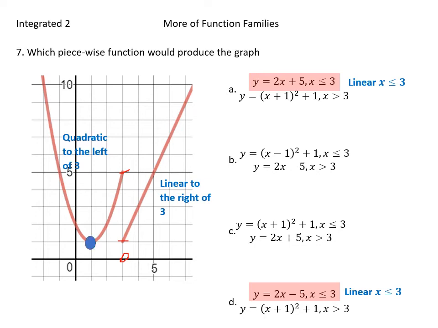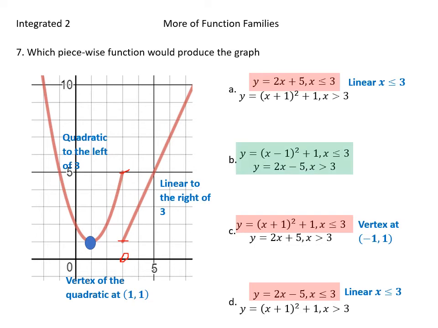Now, kind of take a look at the vertex of that quadratic. Vertex of the quadratic is at 1, 1. When I look at C, its vertex is at negative 1, 1. So that leaves us with the answer has to be B. Now notice how I walked through that one. It's just take the function, take the graph, and split it into pieces, and only look at the pieces to come up with which of these sets of equations fits it best.